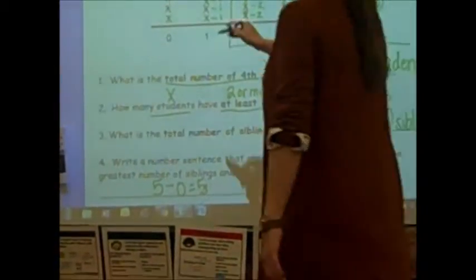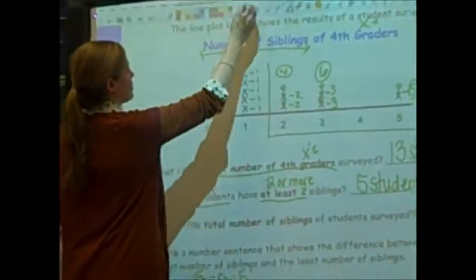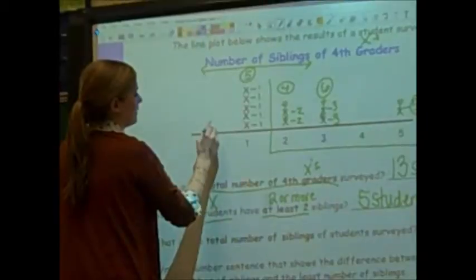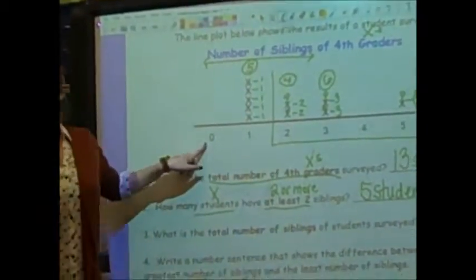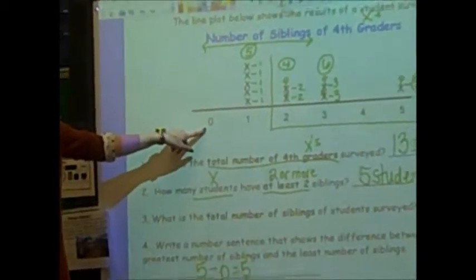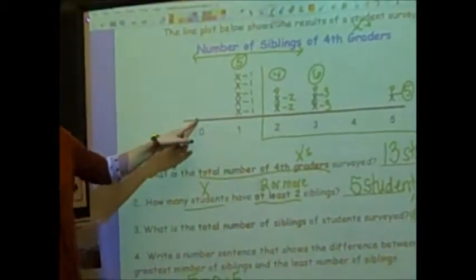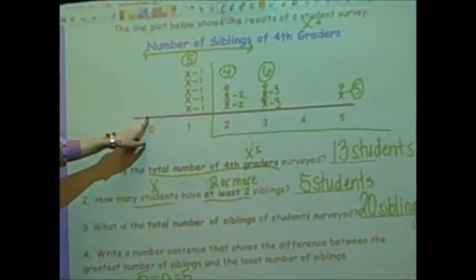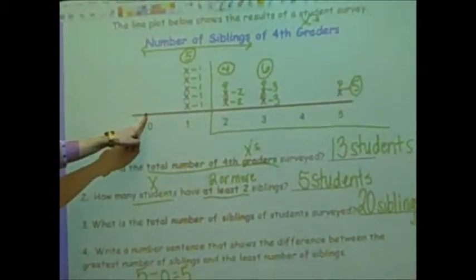If there's no data here, which will happen, would it still be 0? No, it will be 5 minus 1 because nobody has 0 siblings in the class. But sometimes it will be there, and that trips them up.